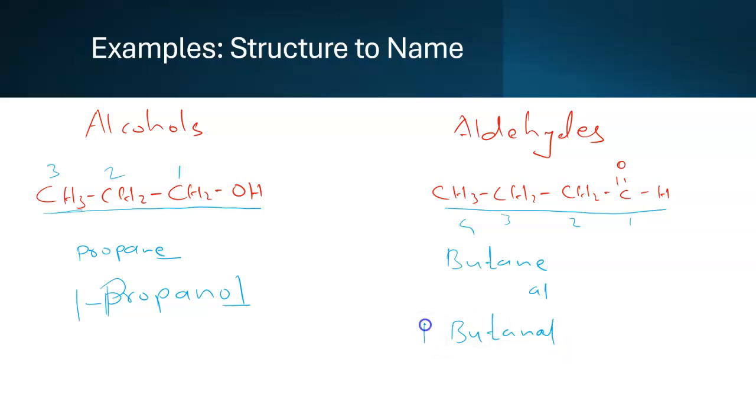You can write 1-butanal also because aldehydes are always at the end only. If you don't write 1-butanal, then also it is correct. If you write it, then also it is correct.